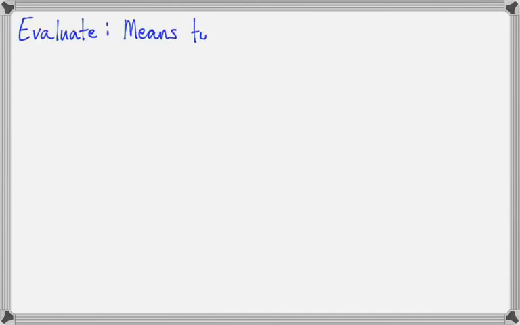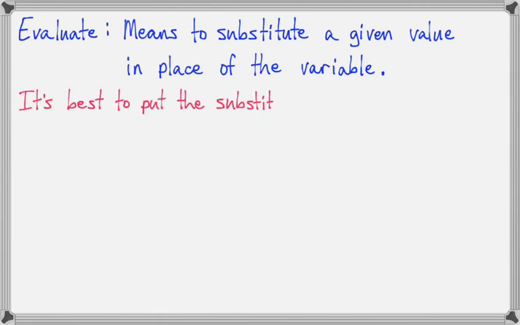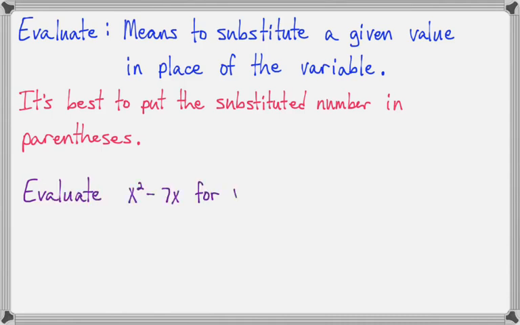Now let's look at evaluating. So evaluate means that we're going to start out with an expression that contains a variable, but they're going to give us a number to substitute in place of that variable. And usually it's best to put that substitution in parentheses so that you don't make any accidental sign errors. So here's our first example. Evaluate x squared minus 7x for x equals -2.